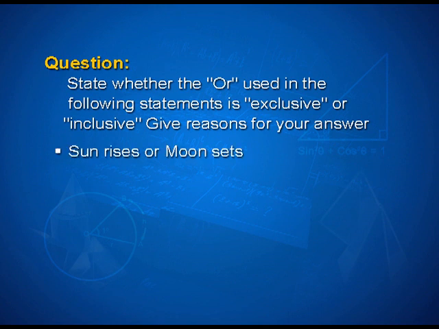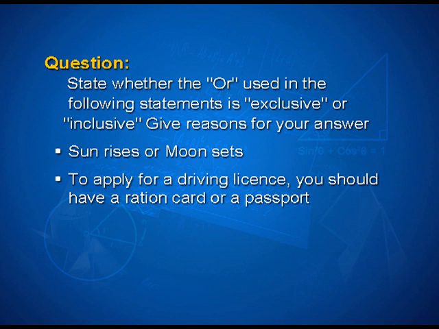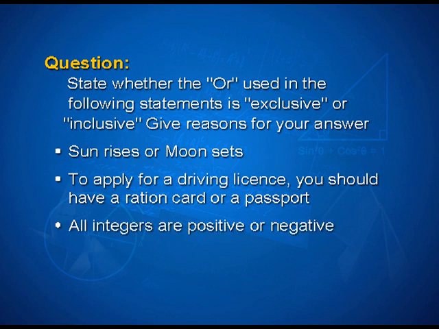First, sun rises or moon sets. Second, to apply for a driving license, you should have a ration card or a passport. Third, all integers are positive or negative.